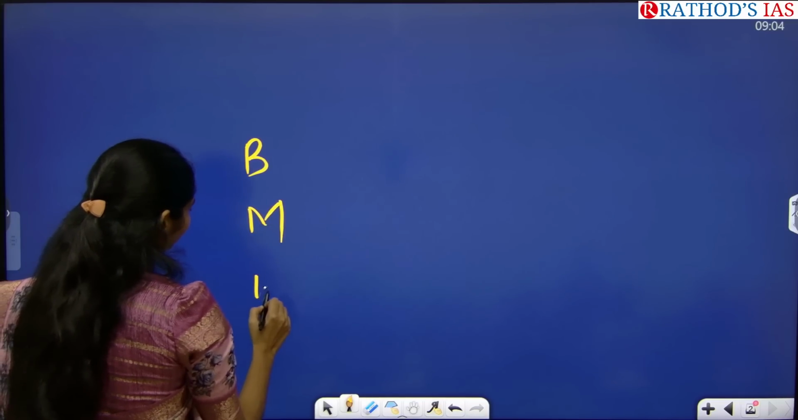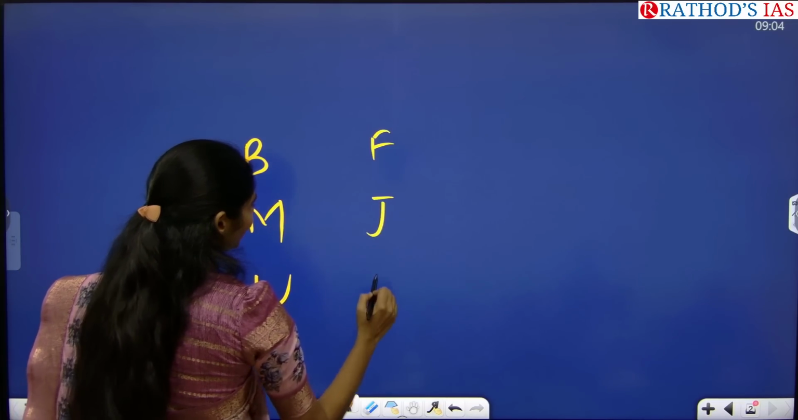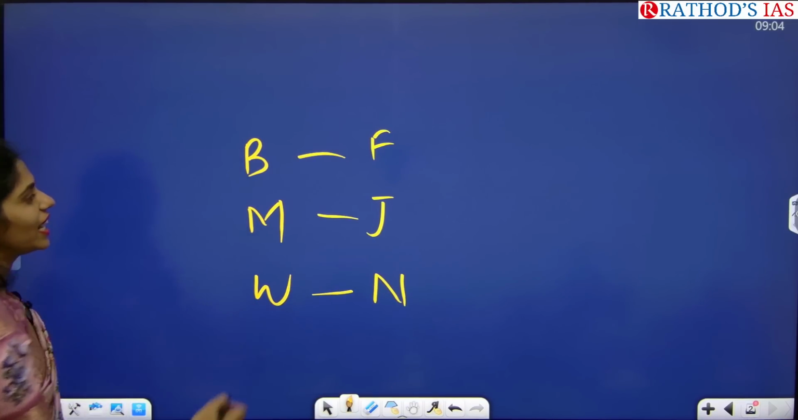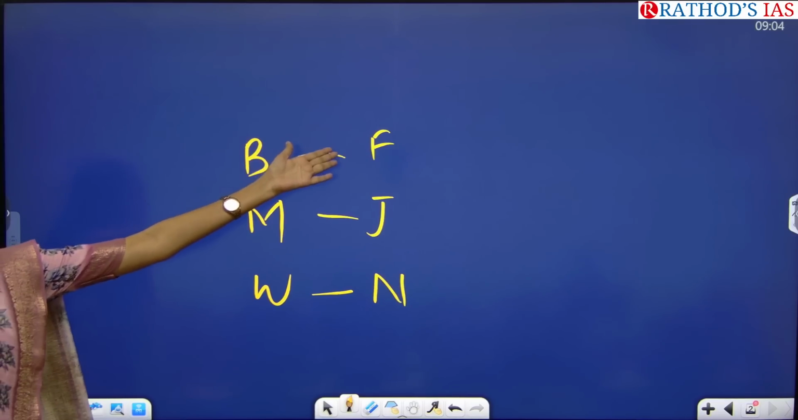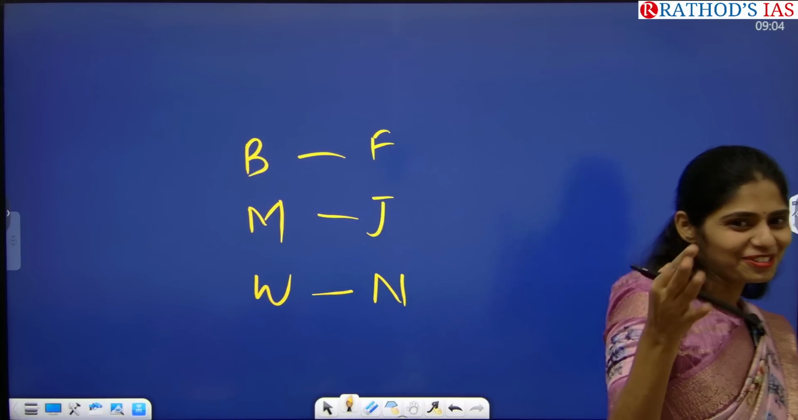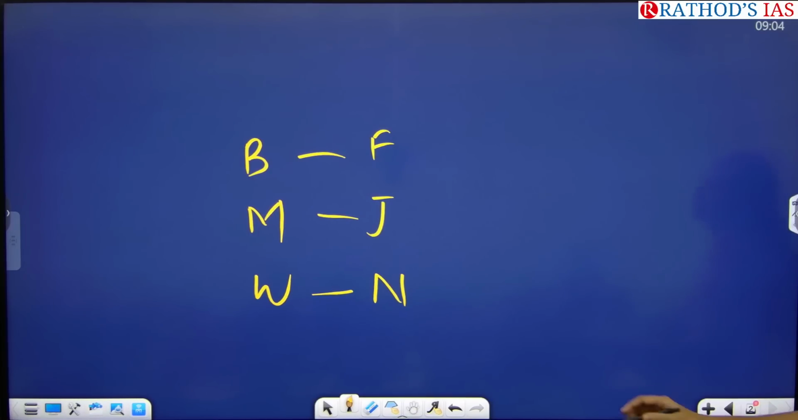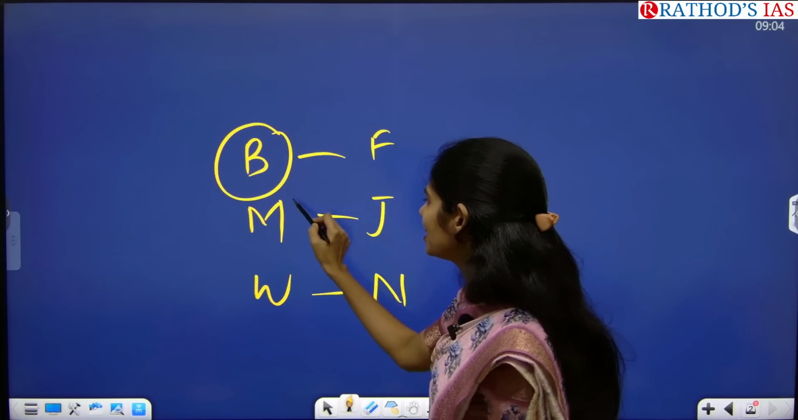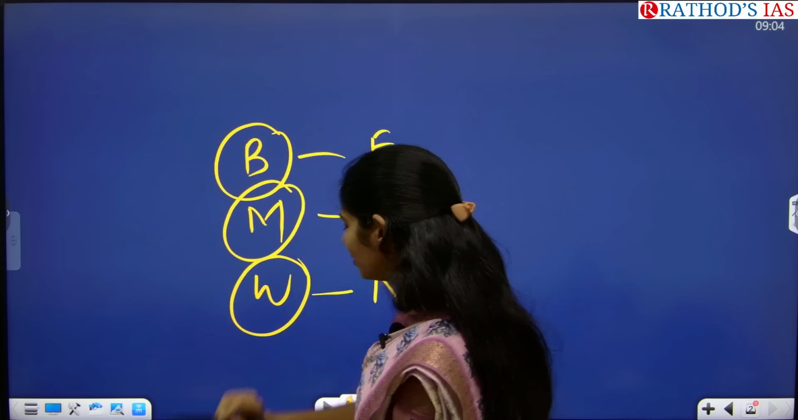BMW, remember this car, no? BMW. It will start in February. You can remember like that. I used to remember like this only. So B is for budget session, M is for monsoon session, and W is for winter session.